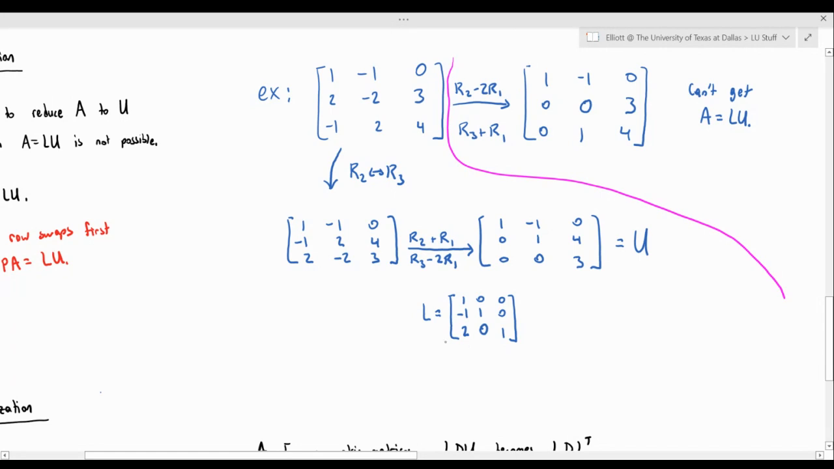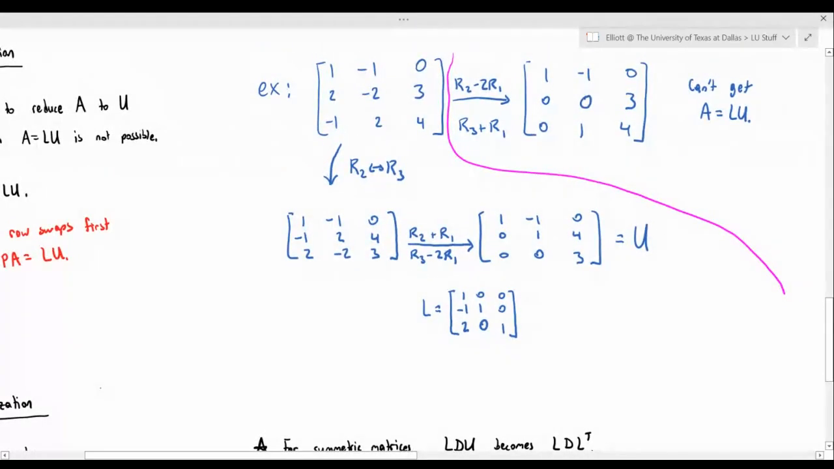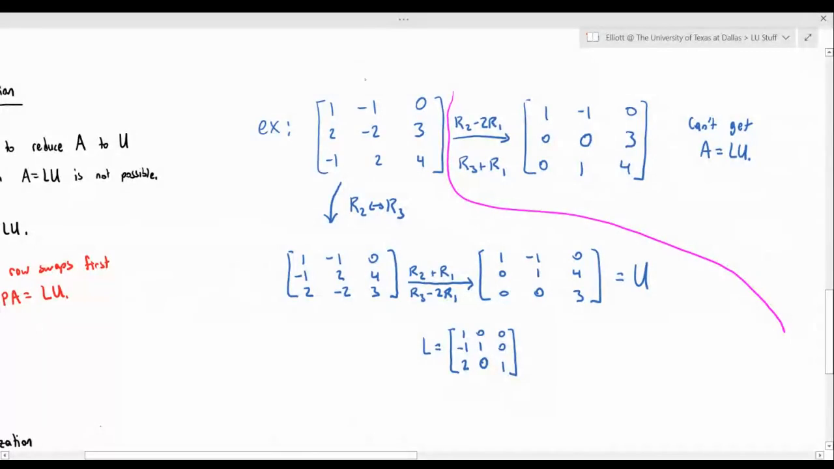This product of L and U won't be equal to the original matrix A, but rather it's essentially an LU factorization for this matrix over here. Now, if we think about what this matrix is, this was matrix A, but with a row swap performed on it.